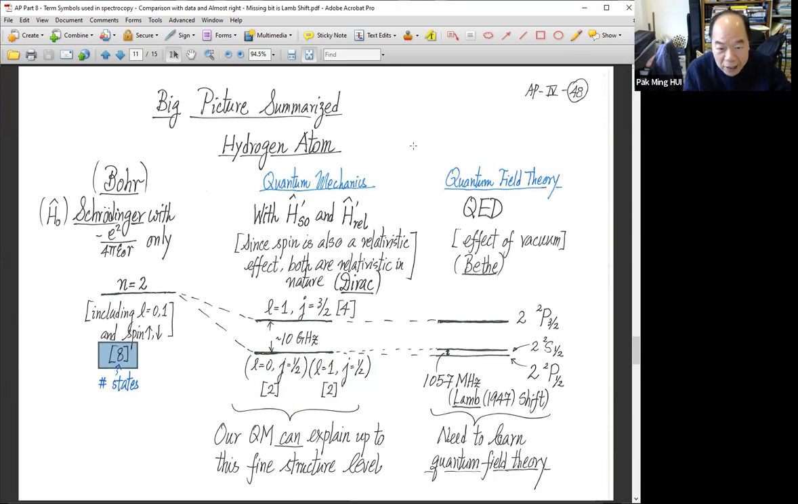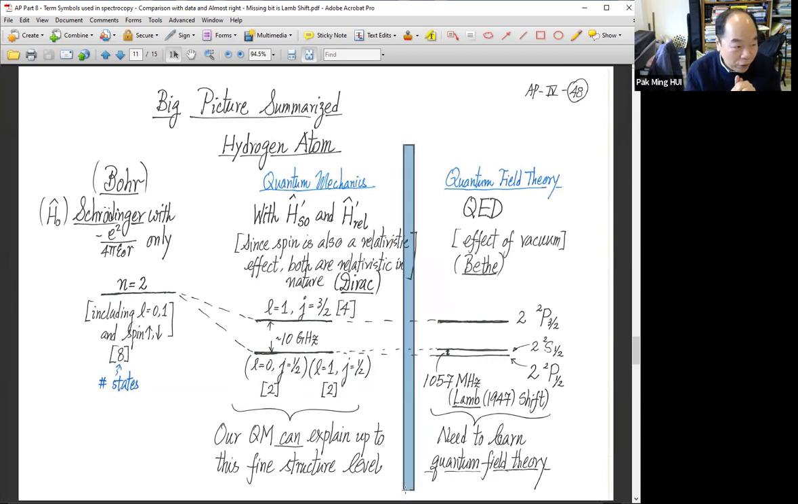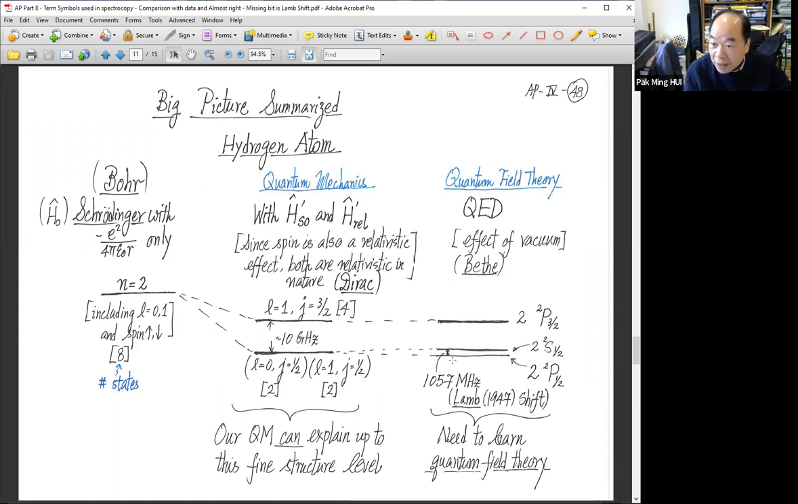Now, this is the level as far as we can get if we don't do quantum field theory. Experimental data says there is a tiny difference between same n and same J. But this is 1 part in a million or so, and that is called the Lamb shift.